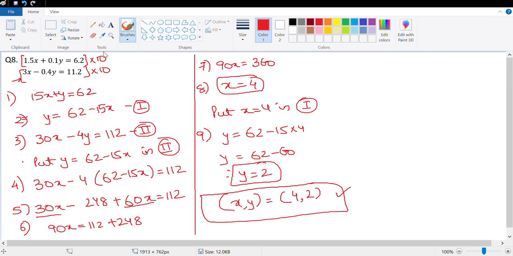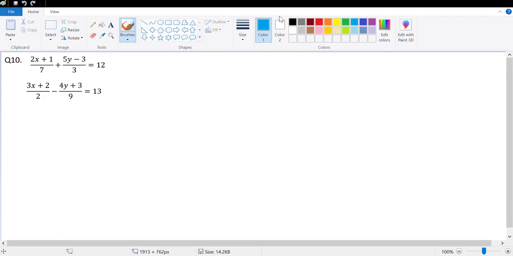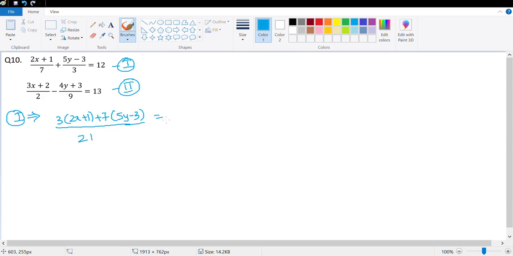The next question that we do is question number 10. So question number 10, there is a fraction. So we will need to take LCM and see what we can do. So let's call this equation 1. Let's call this equation 2. Let's work with equation 1 first. So equation 1 gives us, let's take LCM. The LCM of 7 and 3, that's 21. So 3 times (2x plus 1) plus 7 times (5y minus 3) is equal to 12.